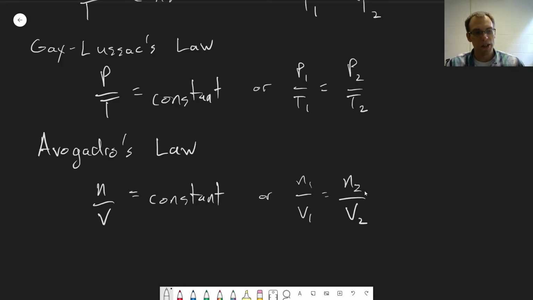And if we take all these and combine them, we get the final version of the ideal gas law that we're all familiar with: PV equals nRT. And that's just a combination of all these laws.